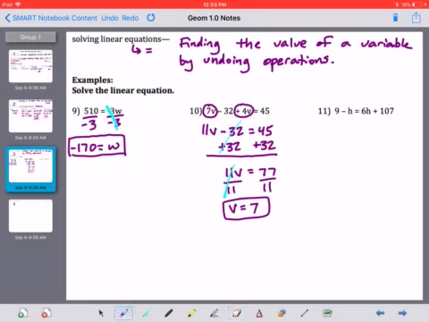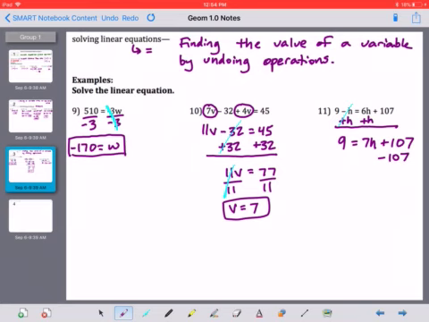All right, and last but not least, we have an equation with variables on both sides. I don't like to work with negatives, so if I can avoid it, I like to get the h's on one side so that the number in front of them, or the coefficient, is positive. So that's what I'm going to do. I'm going to add this 1h to both sides, so I get that to cancel. And now I'm left with 9 equals 6h plus 1h is 7h plus 107. Now that I have all of the h's, or the variables, on one side, I can solve this just like I did number 10.